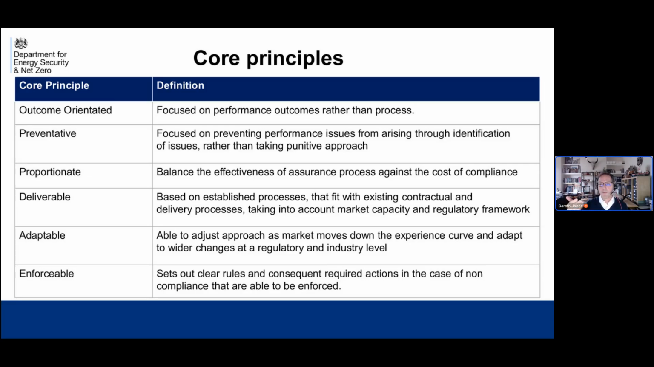This is very much about saying, okay, here are the key failures we're seeing in the industry. Where are the decisions made that lead to that key failure? What decisions and what checks need to be put in place, checks and balances at that point, to ensure that that key failure then doesn't manifest itself later. It needs to be proportionate, so balancing effectiveness of assurance against cost of compliance.